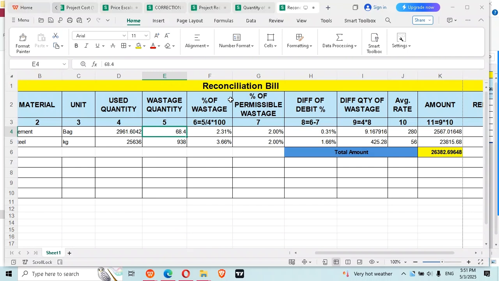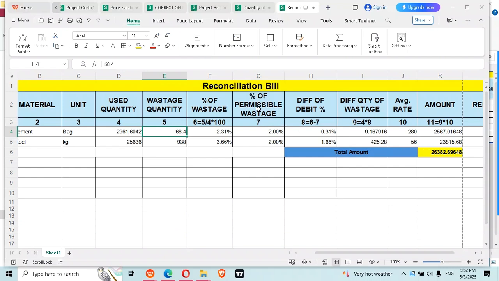This reconciliation bill is created after the completion of the project, and it is very important to understand what the cost of that wasted or demolished material was, and then find the total amount of that material. So this is a reconciliation bill. It is telling us how much of the material was used in the project, how much was wasted, and what the cost was.